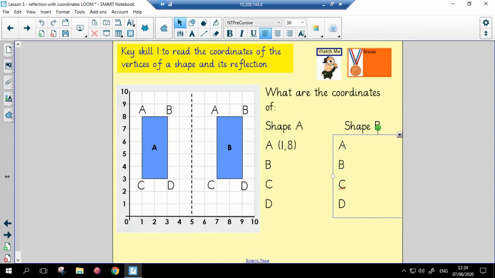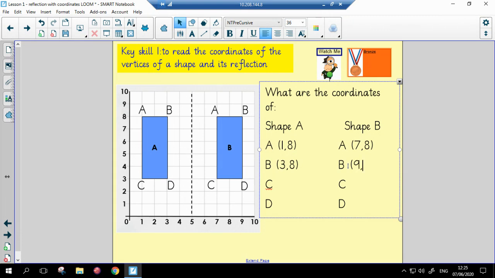For shape B, position A is at 7, 8. And shape A, position B is at 3, 8. Now, one thing I've learnt while trying to produce a video for this is that you've got to really remember to go to the right shape and the right position, because they're labelled A and B, and we've also got vertices labelled A and B. And shape B, position B, is at 9, 8. You can stop the video now and you can carry on with the rest of those coordinates to practice.